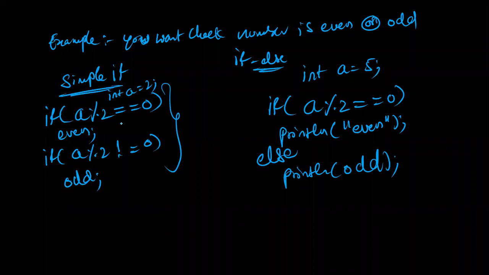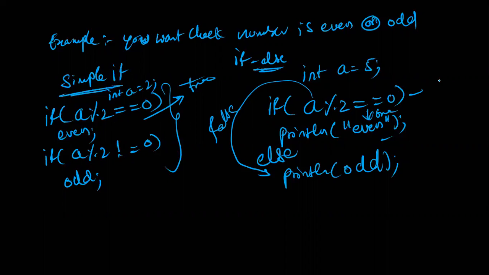If you want to do the same with simple if, you have to write two conditions. But by using if else, we write only one condition. When this is true, it will print even. When this is false, it will print odd. So like that, you can use the if else statement. Here, simple if has a statement only for true values, while if else has statements for true as well as false.